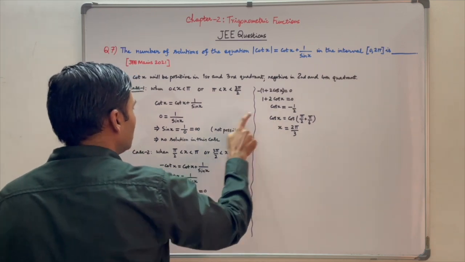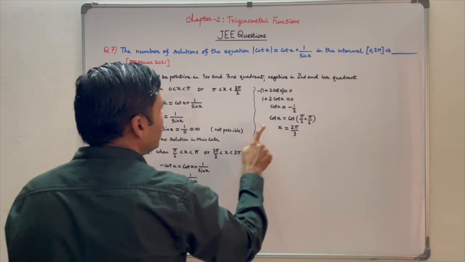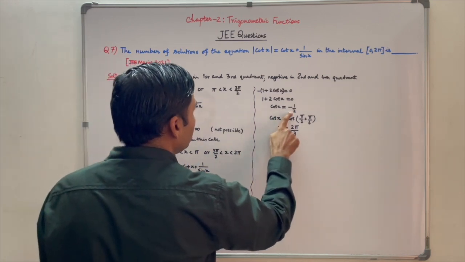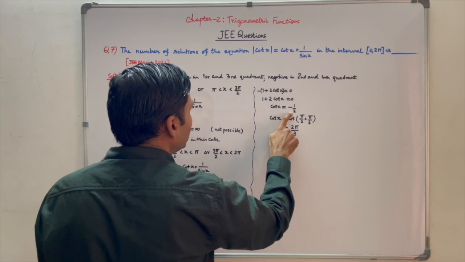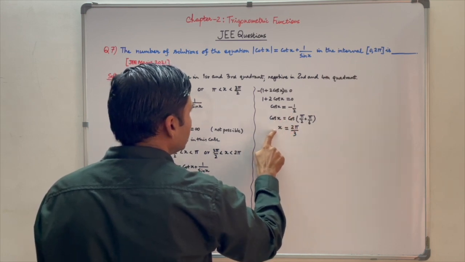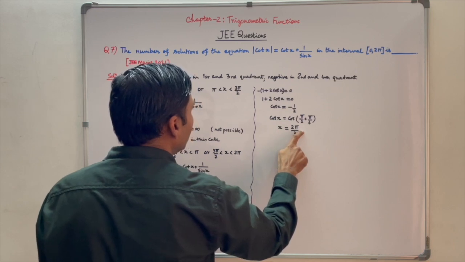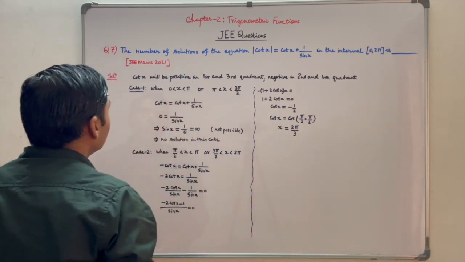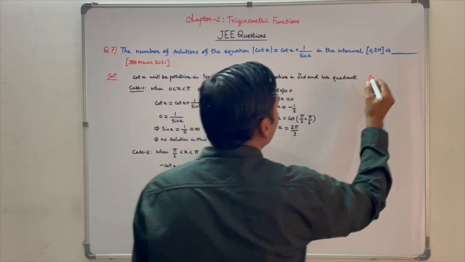Because in the fourth quadrant cos is positive, x has to be in the second quadrant, and we know that the value minus 1/2 is that of cos 120 degrees, that is cos 2π/3. So x = 2π/3 is the only solution. So the number of solutions will be 1.